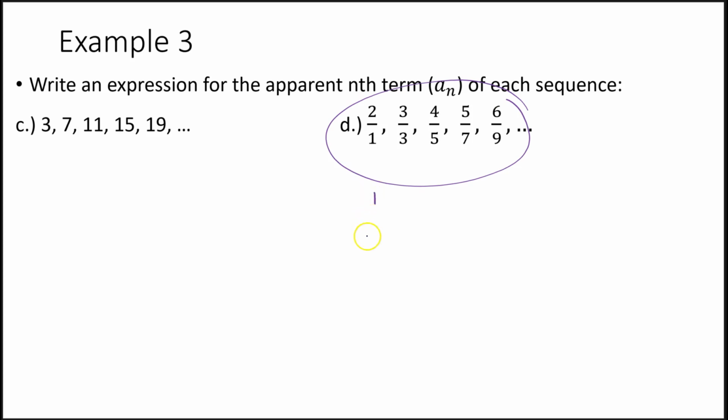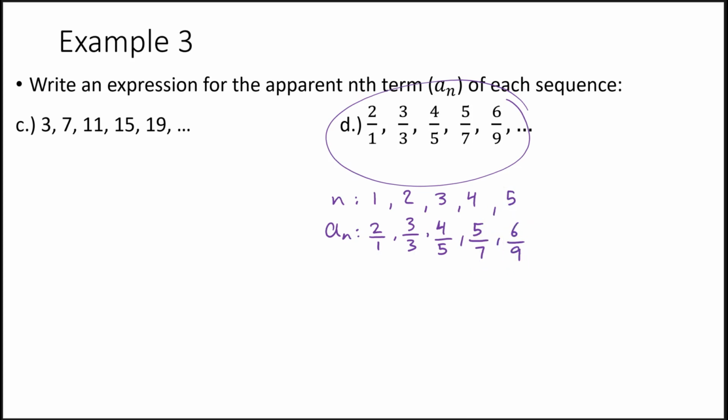So if I have a sub n: 1, 2 over 1, 2, 3 over 3, 4, 3, 4 over 5, 4, 5 over 7, and 5, 6 over 9.